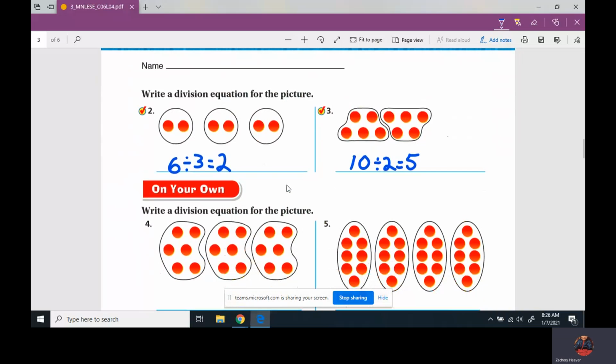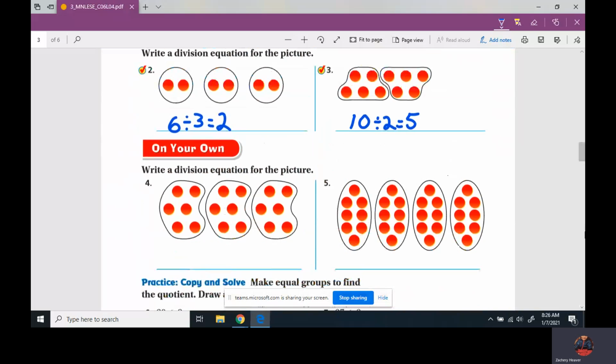Same thing here. Count the counters, 1, 2, 3, 4, 5, 6. So it's 6, 12, 18. We have 18 counters with 3 equal groups. 1, 2, 3, 4, 5, 6, and 6 in each group.